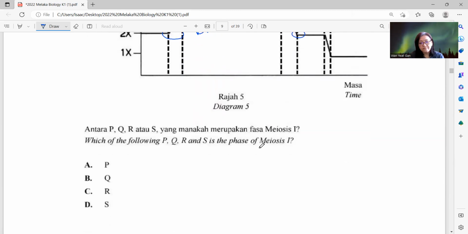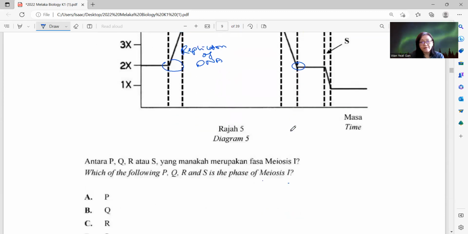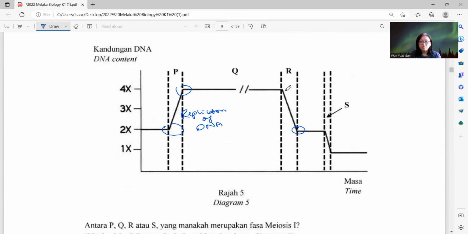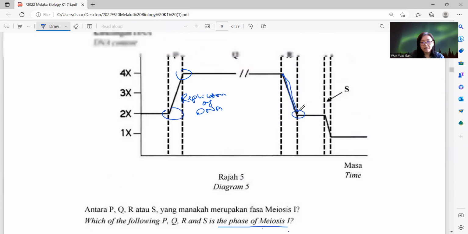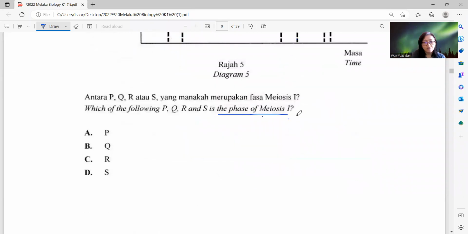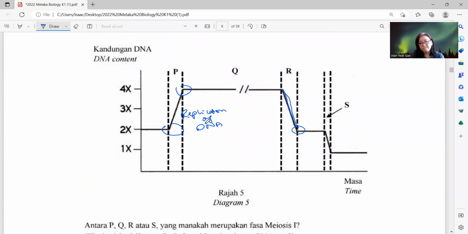So which of the following is the phase of meiosis 1? Here the phase of meiosis 1 is from here to here, in which the number of chromosomes, the DNA content, is reduced from 4 times to 2 times during anaphase 1. So the answer for number 9 is C, which is R. So from 4 times to 2 times.